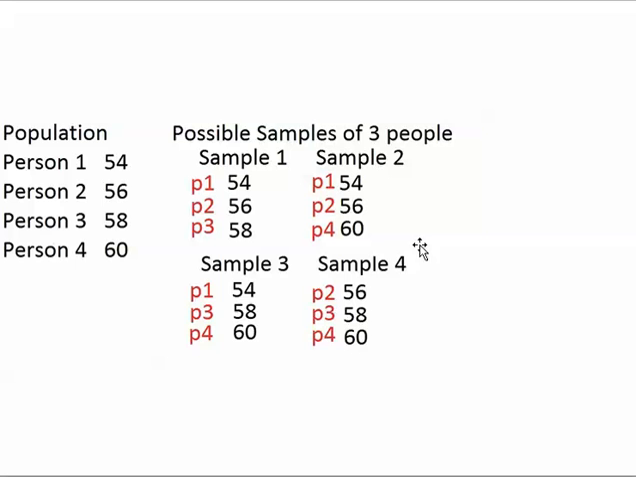Here, if I was taking a sample of 3 people from this population, recording their 3 heights, these would be the 4 possible samples. I would end up getting one of these 4 possible samples to be my actual sample. And the way I created these possible samples is just by leaving one person out of each sample. So here I left out person 4, here I left out person 3, here I left out person 2, and here I left out person 1.